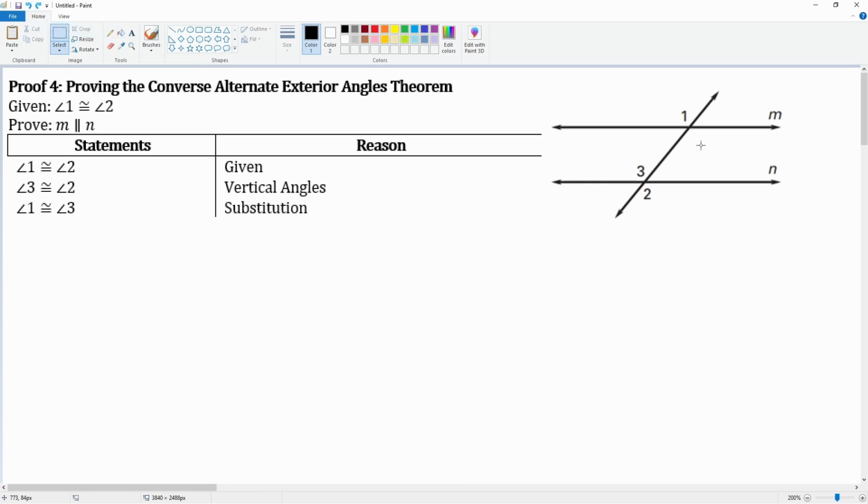Well, they are corresponding, okay? But I'm trying to prove the parallel line. So I would have to use the converse. The converse of the corresponding angle states if the angle 1 and angle 3 are corresponding and congruent, then the lines are parallel. That's why you use the converse of the corresponding angle postulate here.